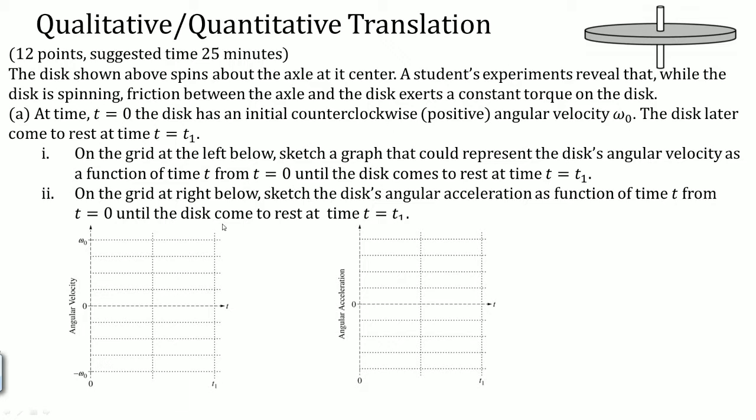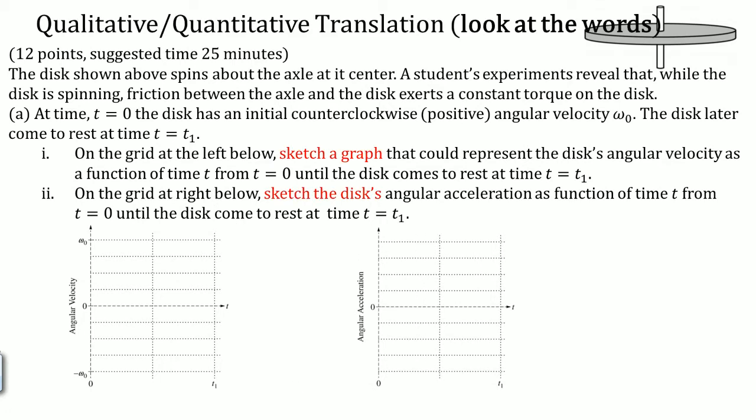Here you could read the scenario. The disk shown above spins about the axle as its center. A student's experiments reveal that while the disk is spinning, friction between the axle and the disk exerts a constant torque on the disk. Here they ask you to graph certain things. I want you to make sure that you understand the words.